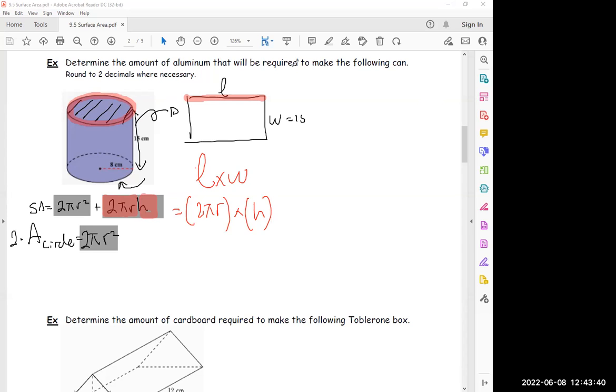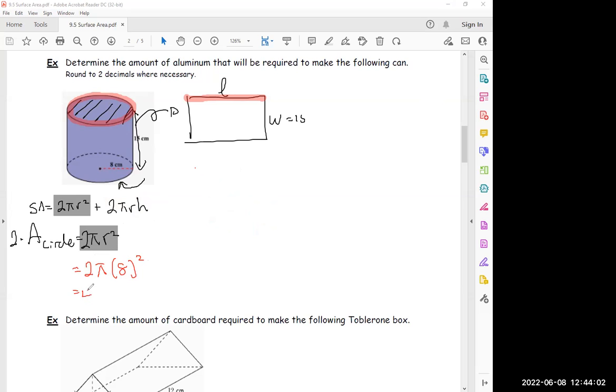So here it is. Let's calculate this all together now. 2 pi r squared is 2 times pi times radius squared. If I were to multiply this out, 2 times pi times 64 turns into, believe me when I say, 402.12 centimeters squared.